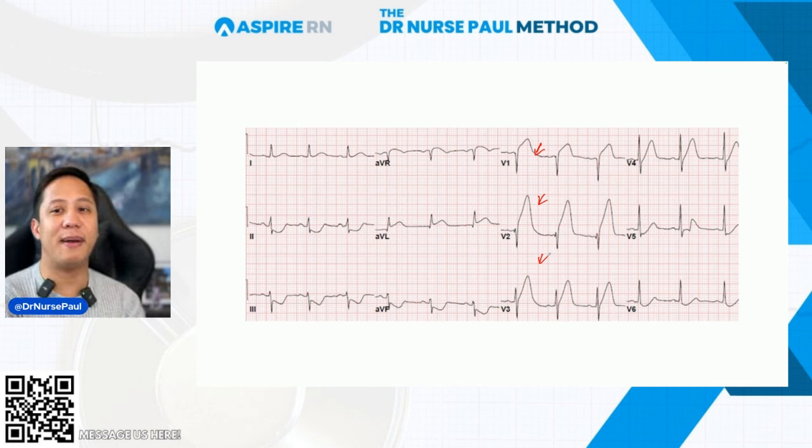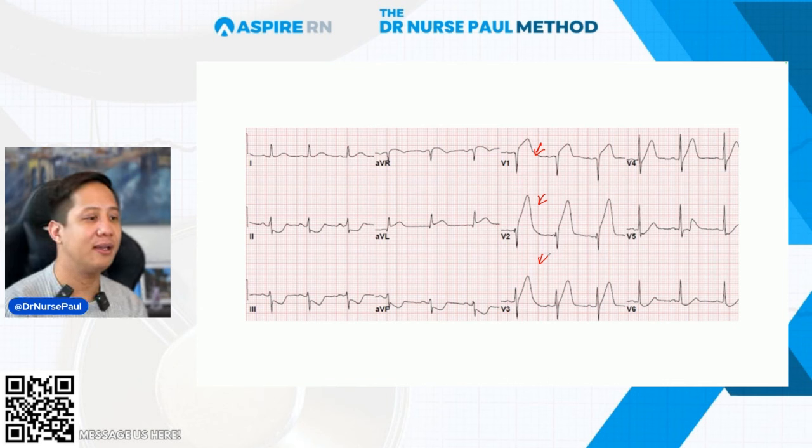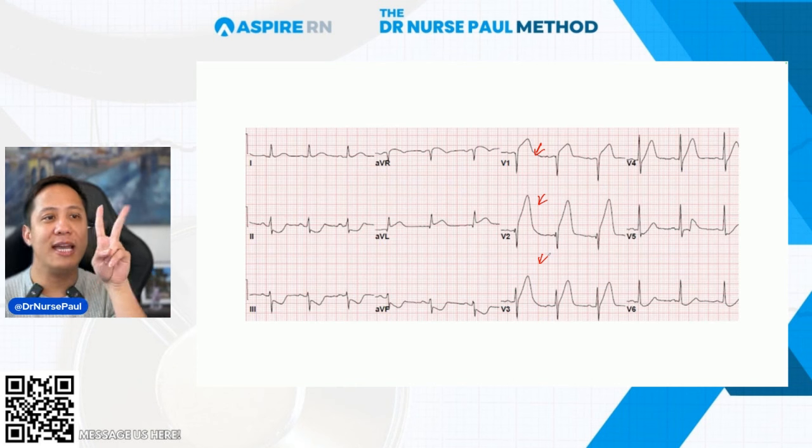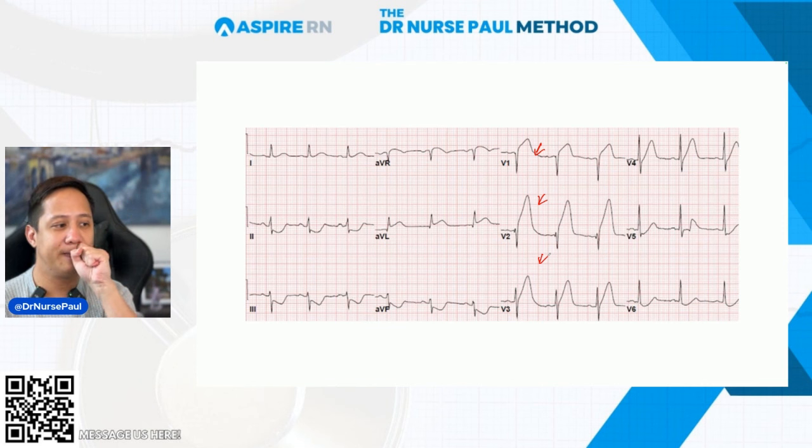So what area am I looking at? What side of the heart is having MI? I'm seeing V1, V2. For MI qualifications, it has to be two per area. S-A-L-I. What am I looking at? V1 and V2 is what?